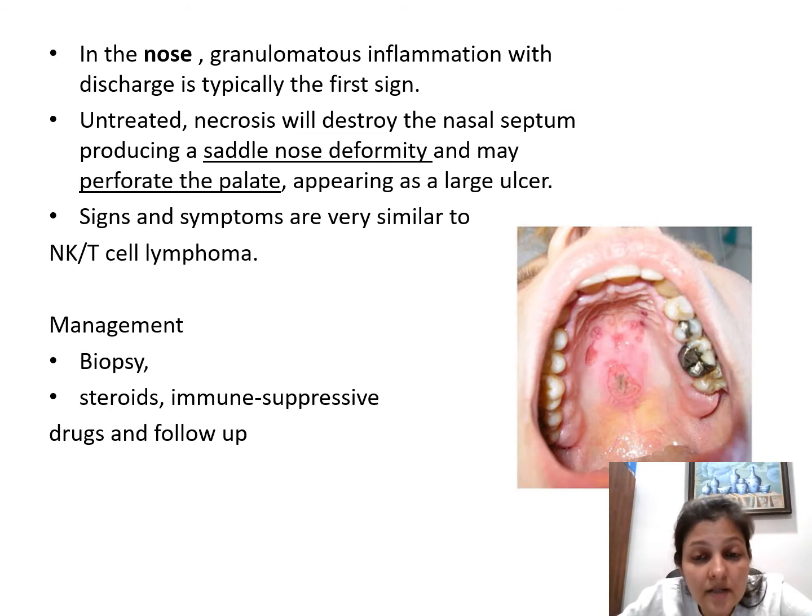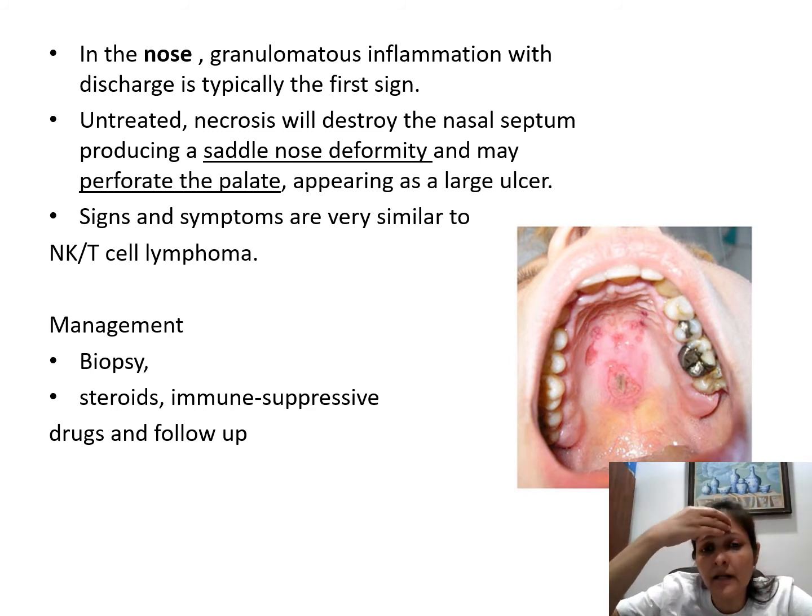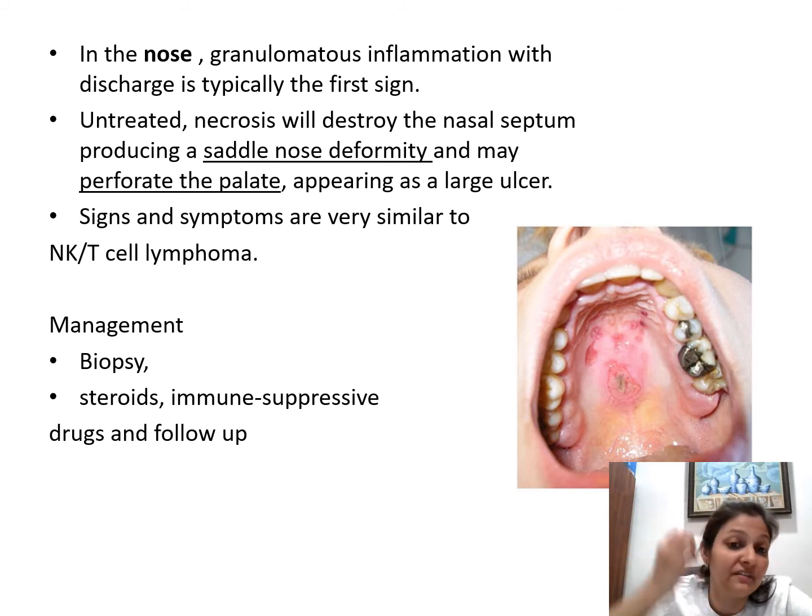When the nose and the sinus tract are infected or affected, granulomatous inflammation with discharge is typically the first sign. Untreated, necrosis will destroy the nasal septum, producing a saddle nose deformity, and may perforate the palate, appearing as a large ulcer. The picture here shows a large ulcer caused by granulomatosis, and the deformity of the nose is definitely due to granulomatosis, which can lead to midfacial defects.